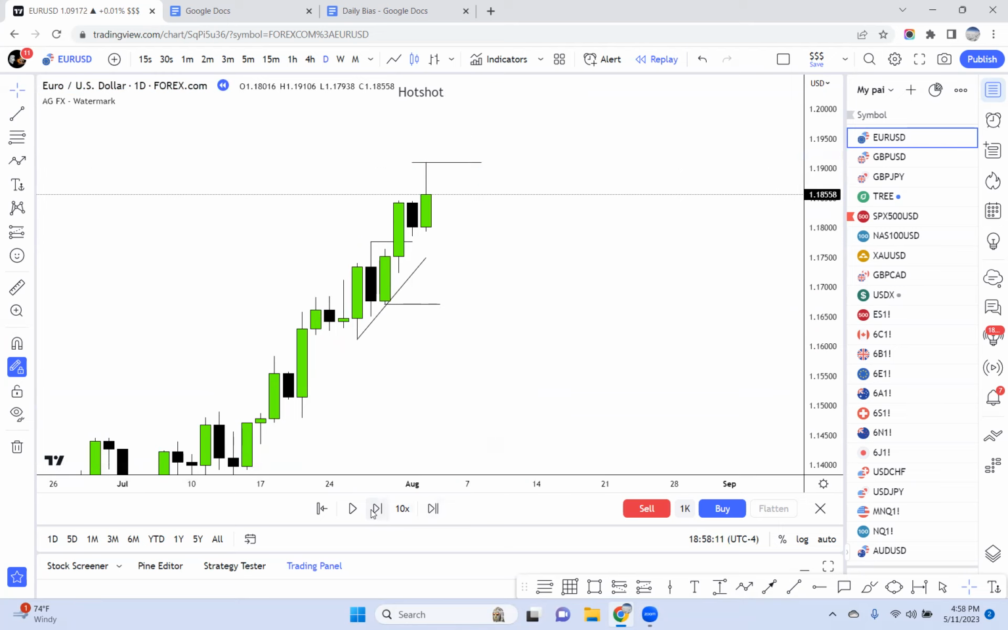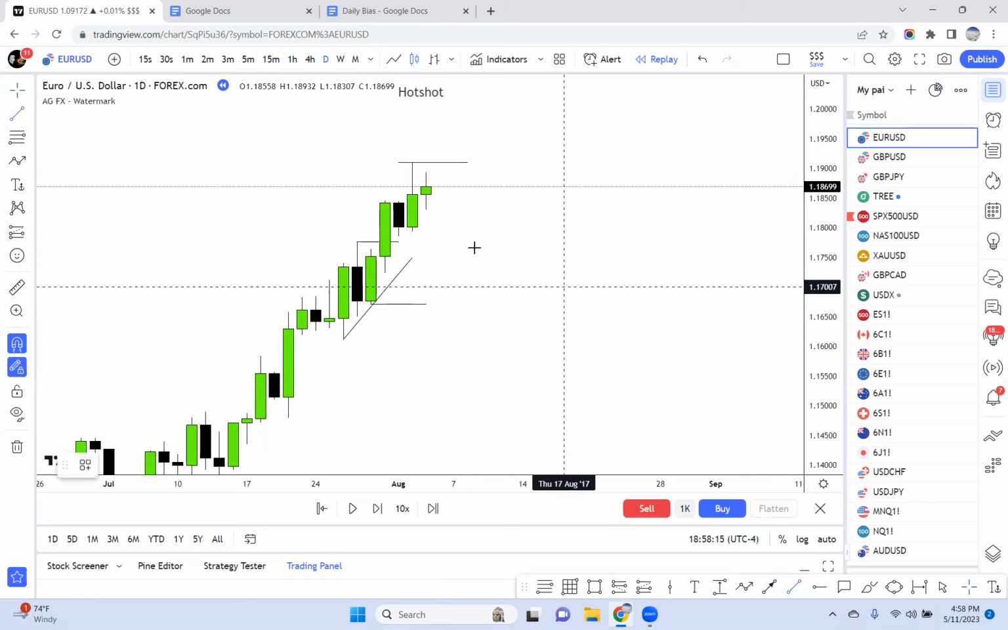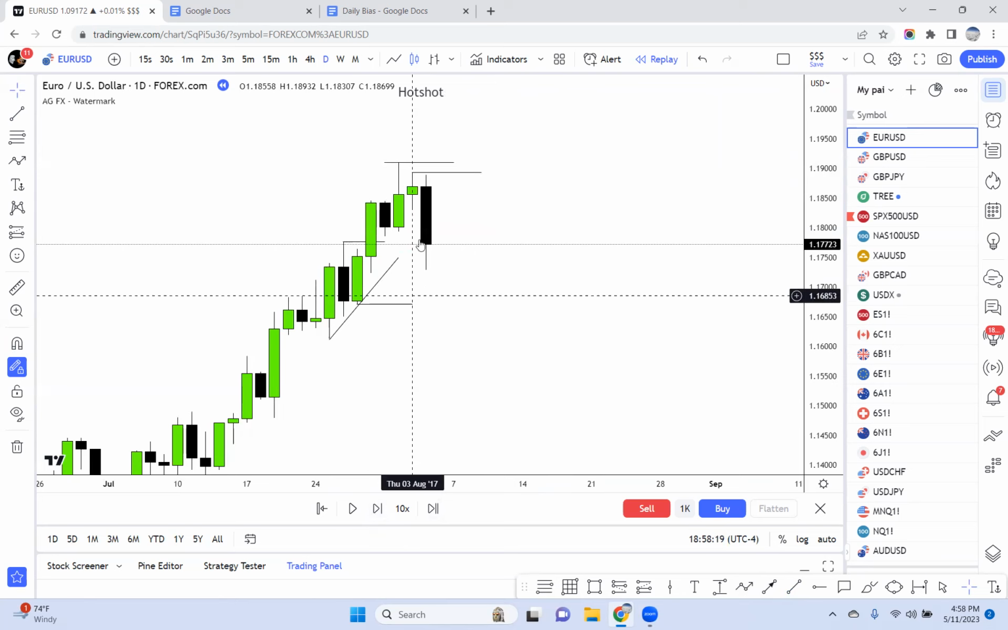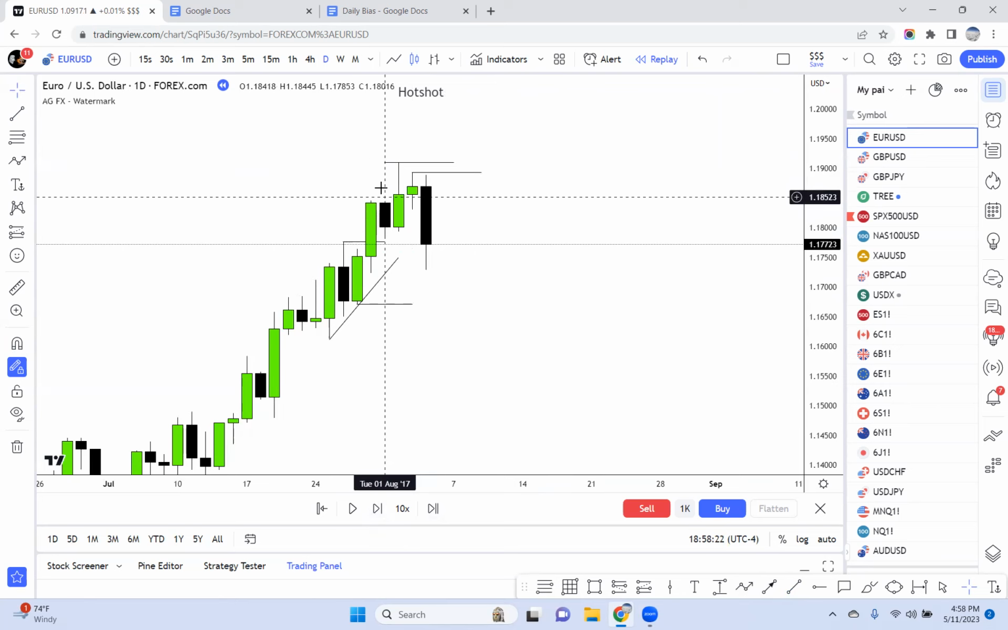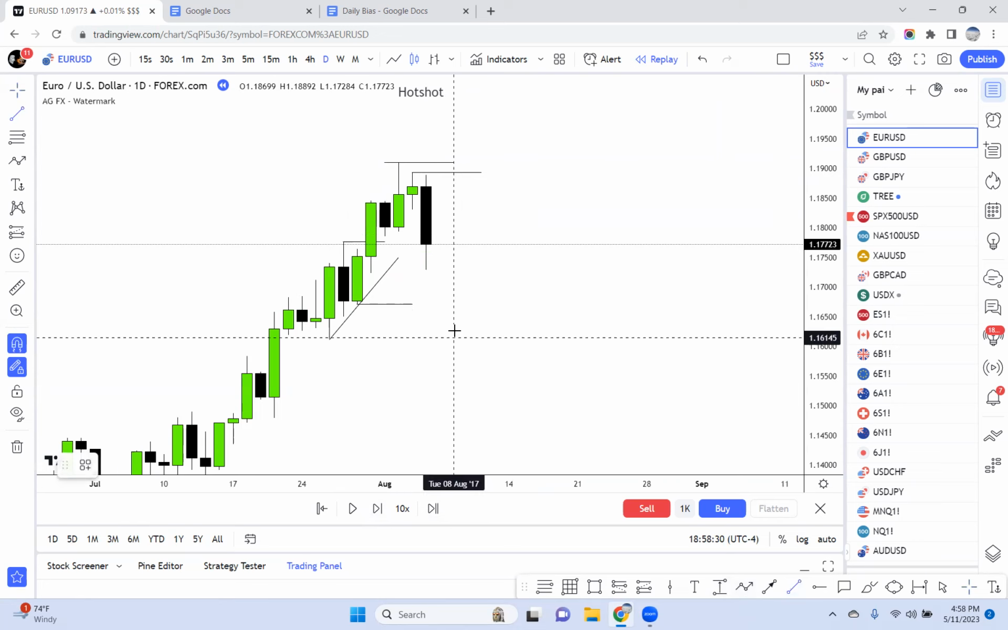Maybe we can see it run through this again. Still creating the upper wicks. Maybe it can run through this previous day's high as well as this previous day's high. Nope, instead it turns around. You can see that it did create the swing high right here. So we could have anticipated it taking out that low as well. It took out that low. Now we could potentially see it take out this low right here.